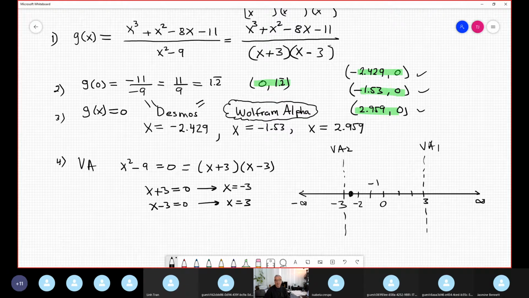We have 1 point here. 1.53 is in between negative 1 and negative 2. Approximately in the middle. We have another. And 2.959 is close to 3. You see it in this smooth.